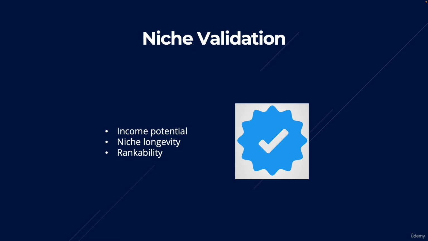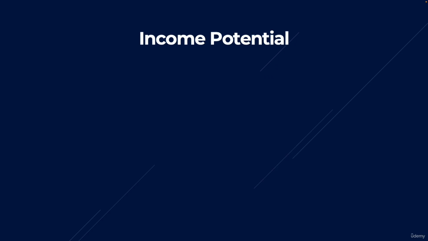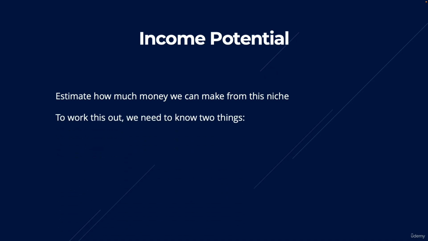The niche validation process is determining the income potential of the niche. So what do I mean by income potential? Well, pretty much we just want to figure out an estimation of how much money we can make from a niche. And to do this, we need to know two things.